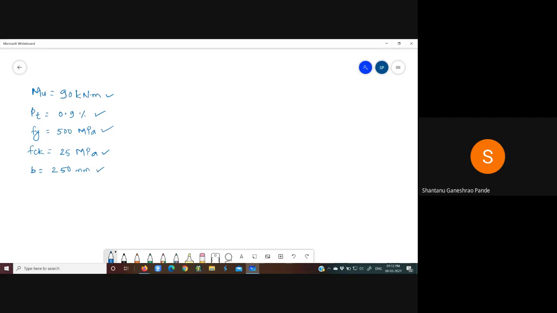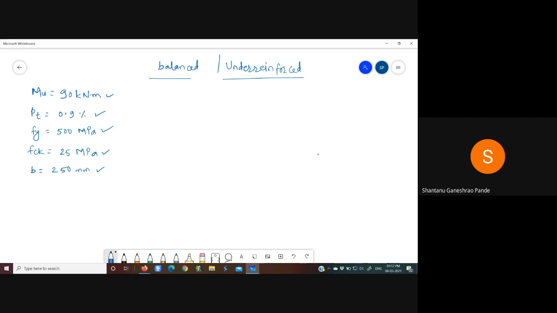Now with this given data, you are supposed to design a beam section. When you are designing the beam, it should be either a balanced section or an under reinforced section. You have to design the section as either balanced or under reinforced. You should not go for design of an over reinforced section. Now I will let you know what exactly is the difference between a balanced section and an under reinforced section.